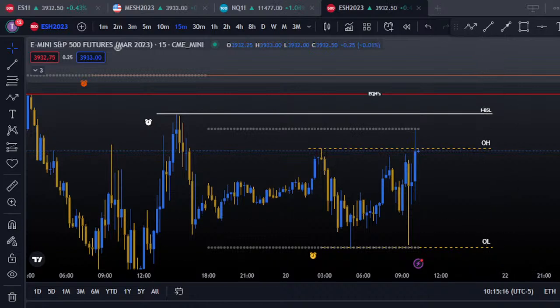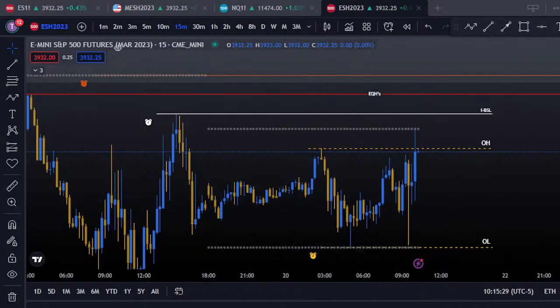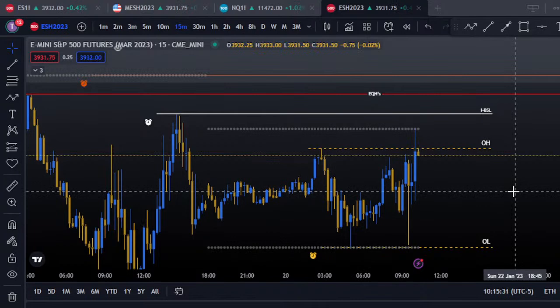Now I think somebody is speaking. Waller speaks at 1. I don't think that's really gonna drive the market, not like when Powell speaks. I don't think we're gonna get that super expansion based off of that, but I could be wrong. You know what I mean? The market and their algorithms and the way they run it, they do what they want.